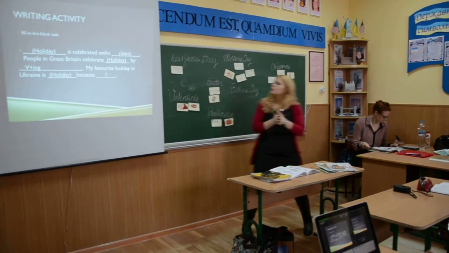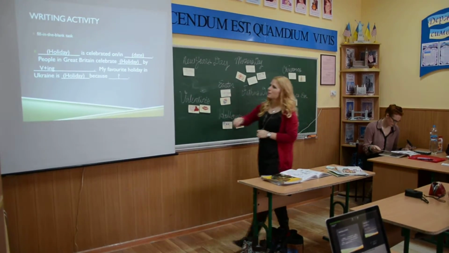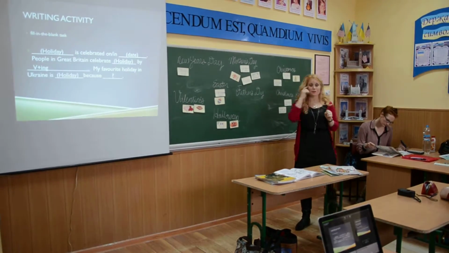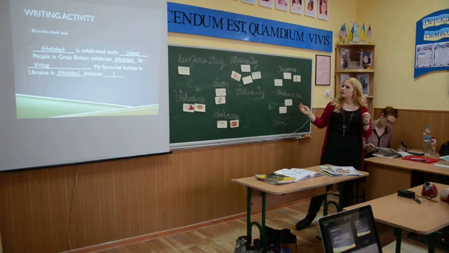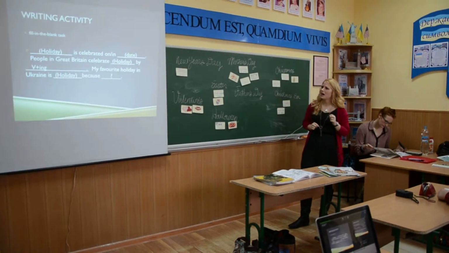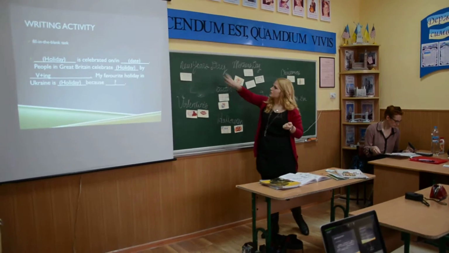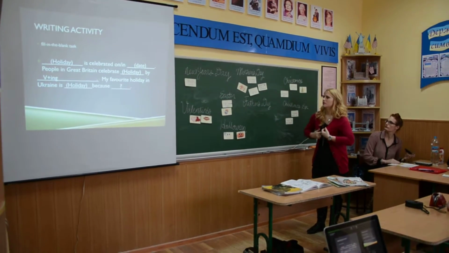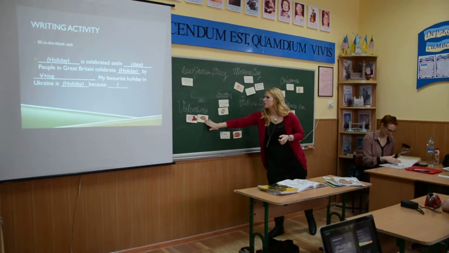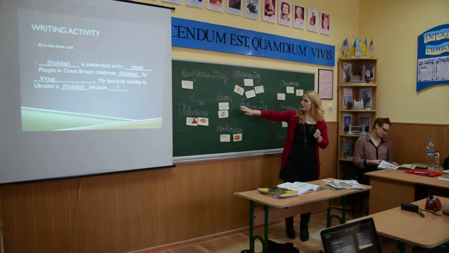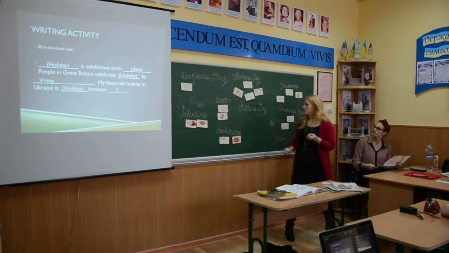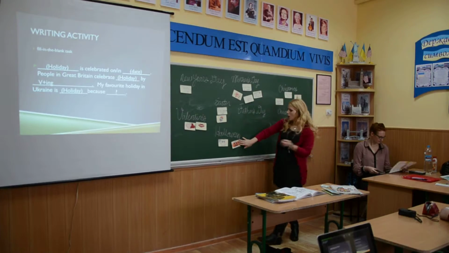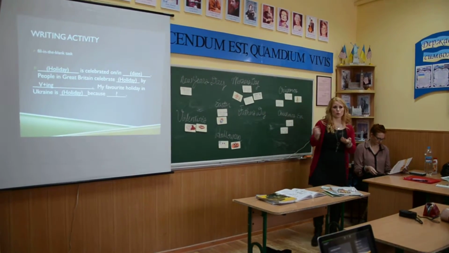So now we can move to a writing activity. Fill in the blank. Write on the board this paragraph or phrase, and the children now have visual examples of what to write. So, holiday is celebrated on, for example, New Year's Day is celebrated on January 1st. People in Great Britain celebrate by, and they can use these as examples. For example, people in Great Britain celebrate Easter by painting eggs. People in Great Britain celebrate Halloween by making pumpkins. So all of these are visual examples that will help them with writing.